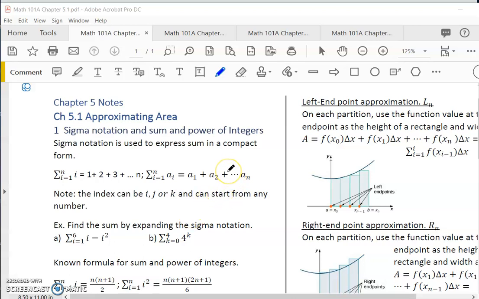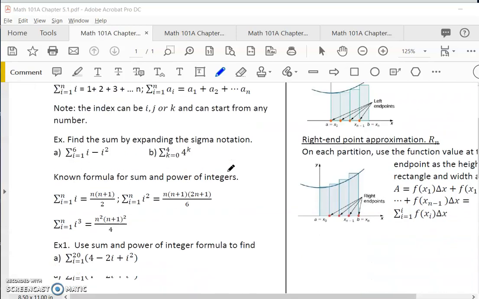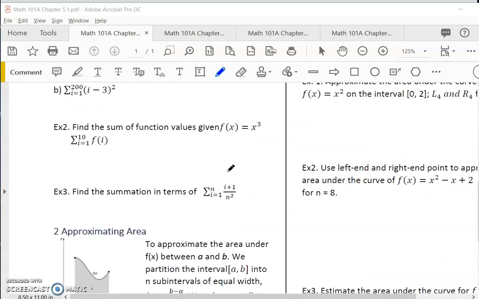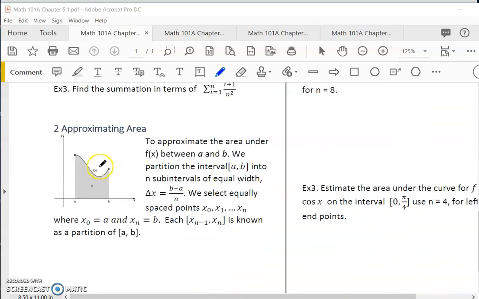Hi Calculus student, this video is for chapter 5.1, Approximating Area. In chapter 2, we mentioned that the second problem that calculus tackles is being able to evaluate area under a curve that is not of any particular shape, like a circle or rectangle or triangle. So given any curve, any function, we can find the exact area under the curve.